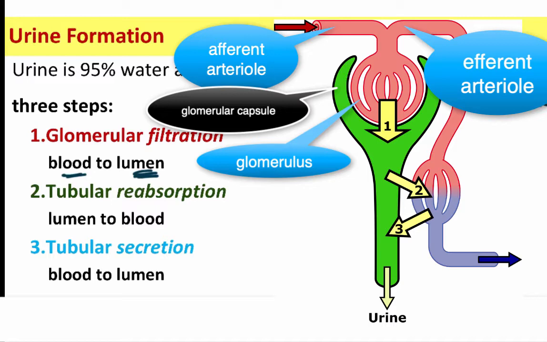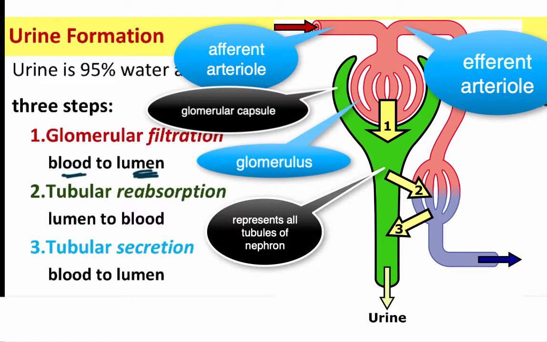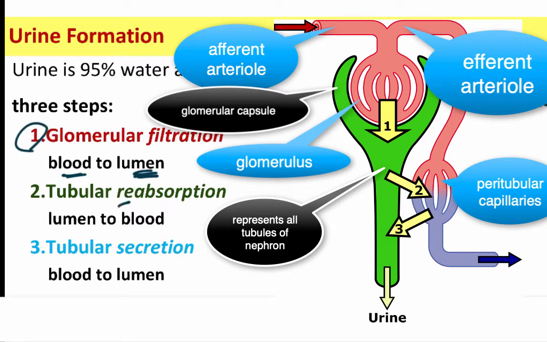Tubular reabsorption involves the nephron tubules, either proximal or distal convoluted tubule, and the peritubular capillaries, and in some cases the collecting duct. Tubular reabsorption means that material that was pushed out of the blood in step one is being pulled back in, reabsorbed, in step two. So material is moving from the lumen of the tubules back into the blood. Tubular secretion involves additional material moving from the bloodstream, from the capillaries, and being secreted or pushed out into the lumen of the tubules.